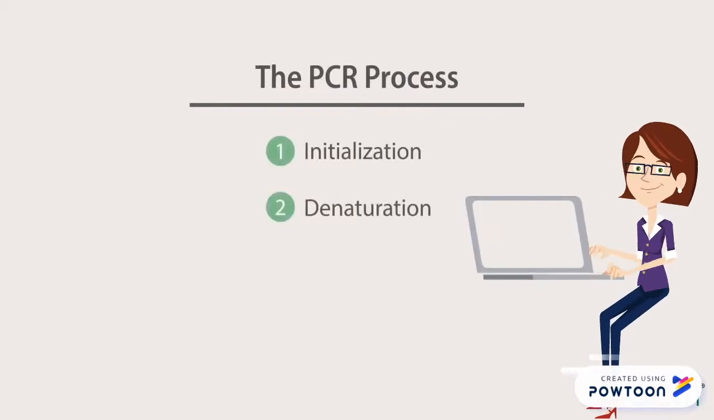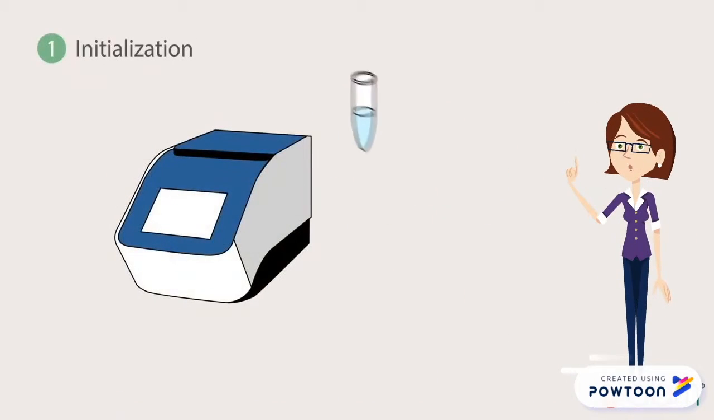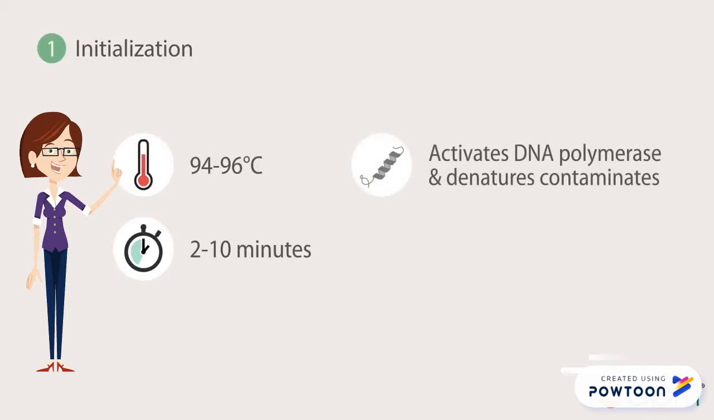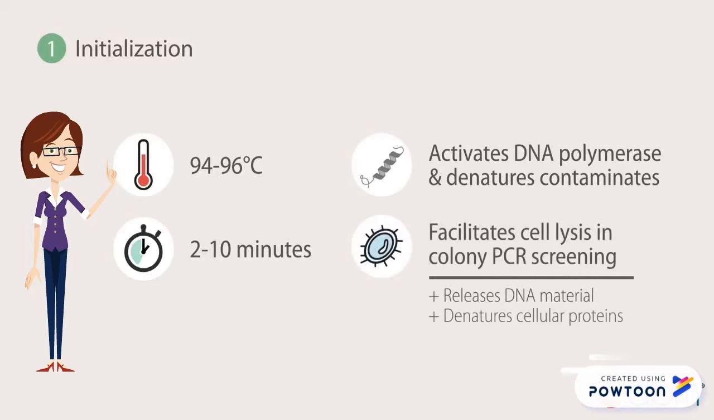The PCR process includes initialization, denaturation, annealing, and elongation. In the initialization step, the tube is heated to 94 to 96 degrees Celsius for 2 to 10 minutes to activate DNA polymerase and denature other contaminants in the mixture. The step also facilitates cell lysis in colony PCR screening to release DNA materials and denature cellular proteins.